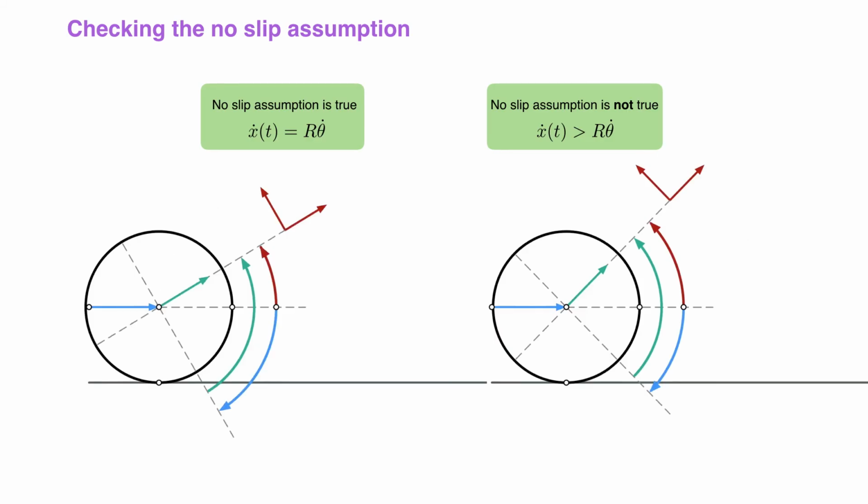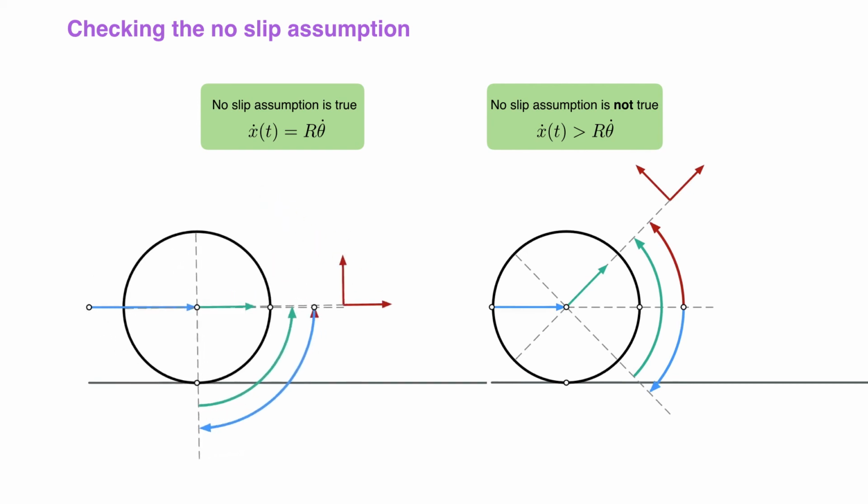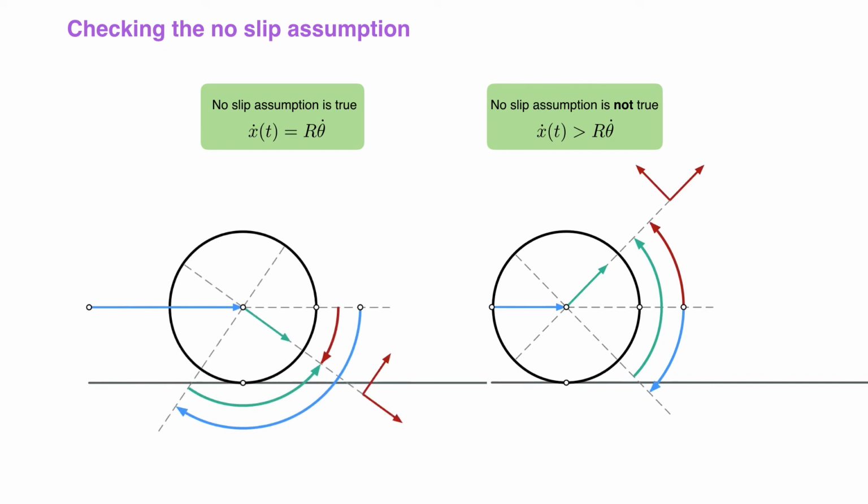So then later on in the problem, what we're going to have to do is check the no-slip assumption. So if x dot of t is equal to r theta dot, then our assumption of no-slip is true. However, if x dot of t is greater than r theta dot, this means that our assumption is not true and the disk is slipping. The way I like to think about this is basically it's moving in the E1 direction faster than it's rotating.